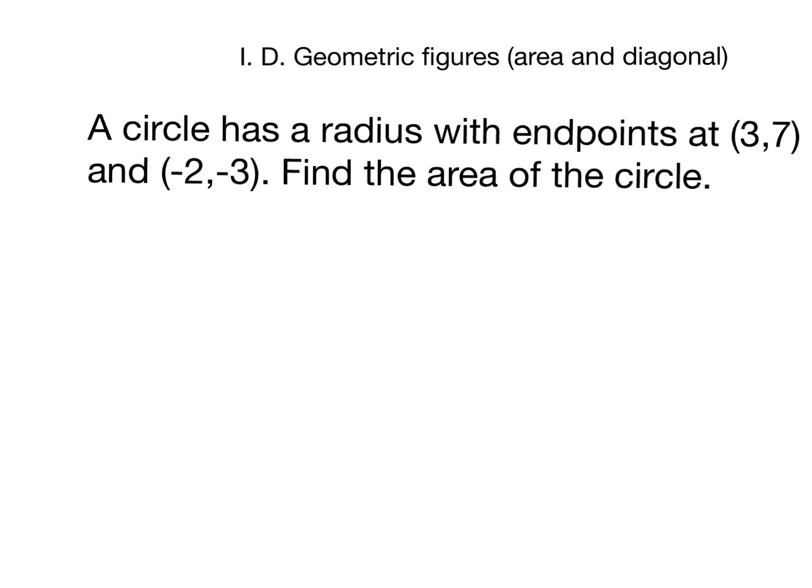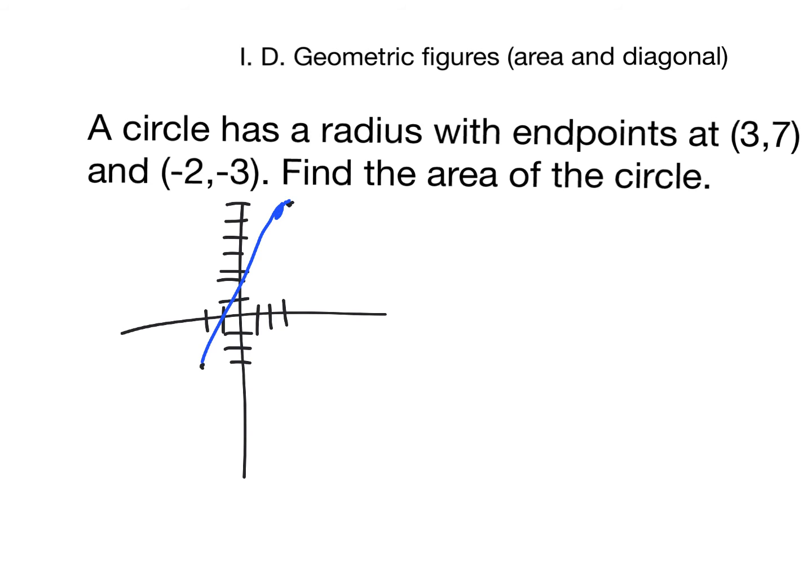If a circle has a radius with endpoints at (3, 7) and (-2, -3), find the area of the circle. And of course, this would be multiple choice, but what you could do is quickly sketch this out, would be one option. Then the radius would be the distance between those two points. We could create this into a right triangle.